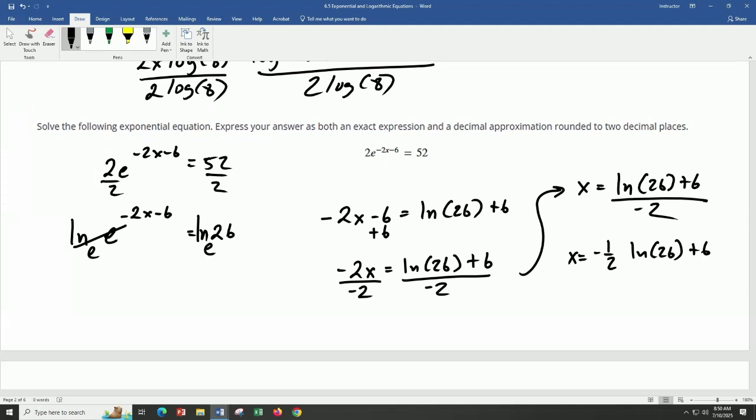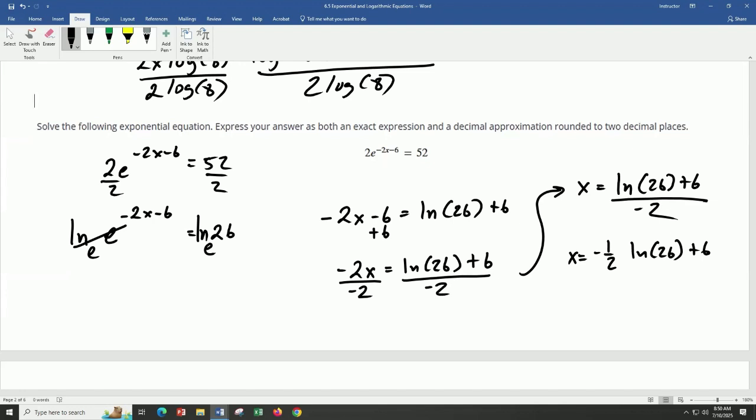So what I did to get the correct answer, just to be honest, I did all the math to that first. But actually, what I did was this negative 1/2. That gives me negative 0.5. Then I multiplied that by the natural log, and then I added 6.